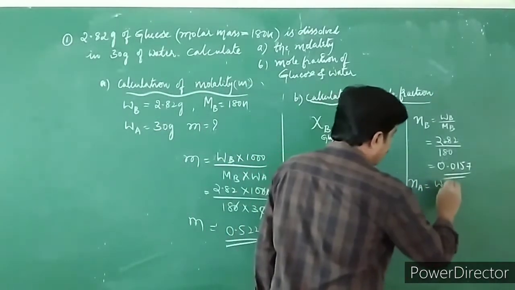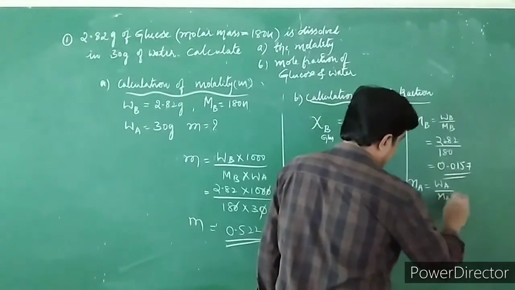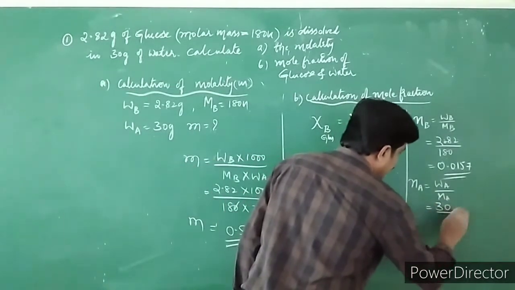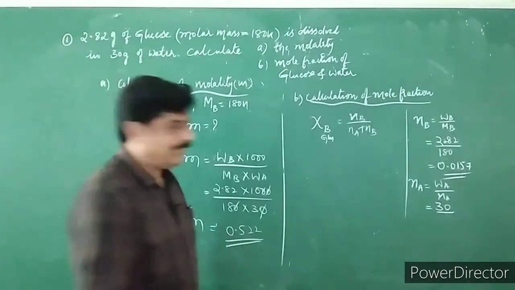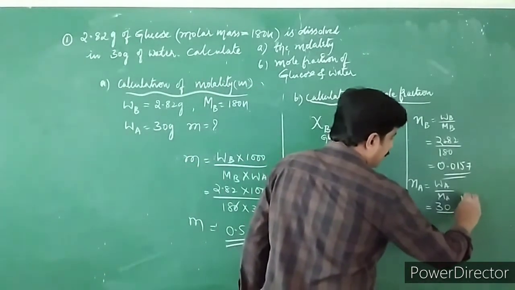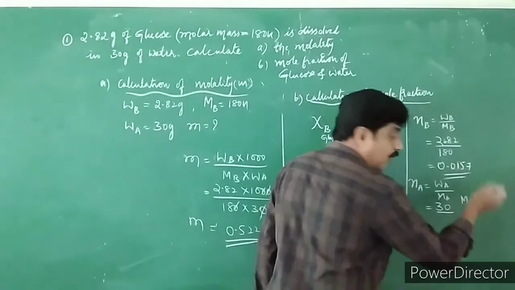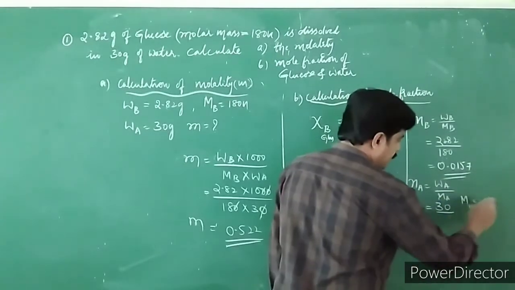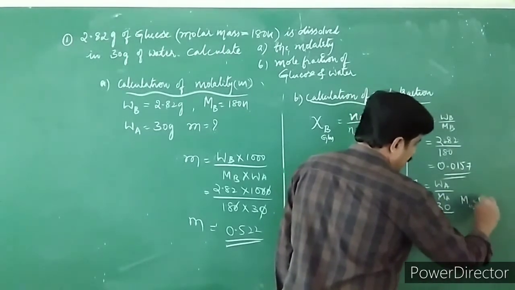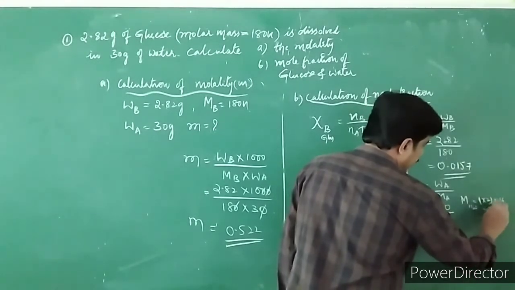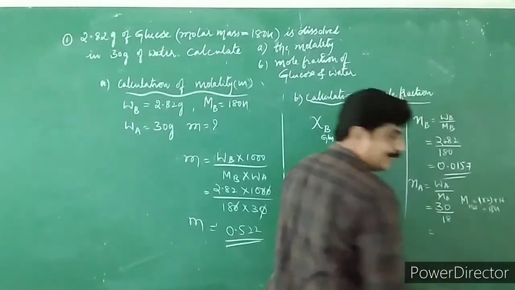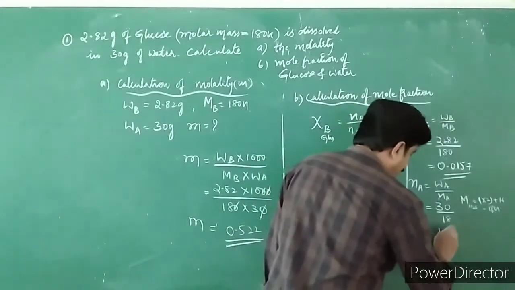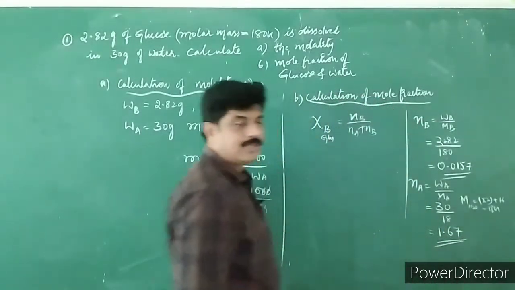NA is equal to WA upon MA. Now, WA is how much here? WA is 30. And how do you find out this molar mass of water? You can calculate molar mass of water by adding atomic mass of all the atoms of the elements present in that molecule. Look at here. There are 2 atoms of hydrogen in water, that is 1 into 2, plus 1 atom of oxygen, that is equal to 18 unified mass. It's 18. Hope you're getting that. Is it not? In that case, you are going to get 1.67 value.